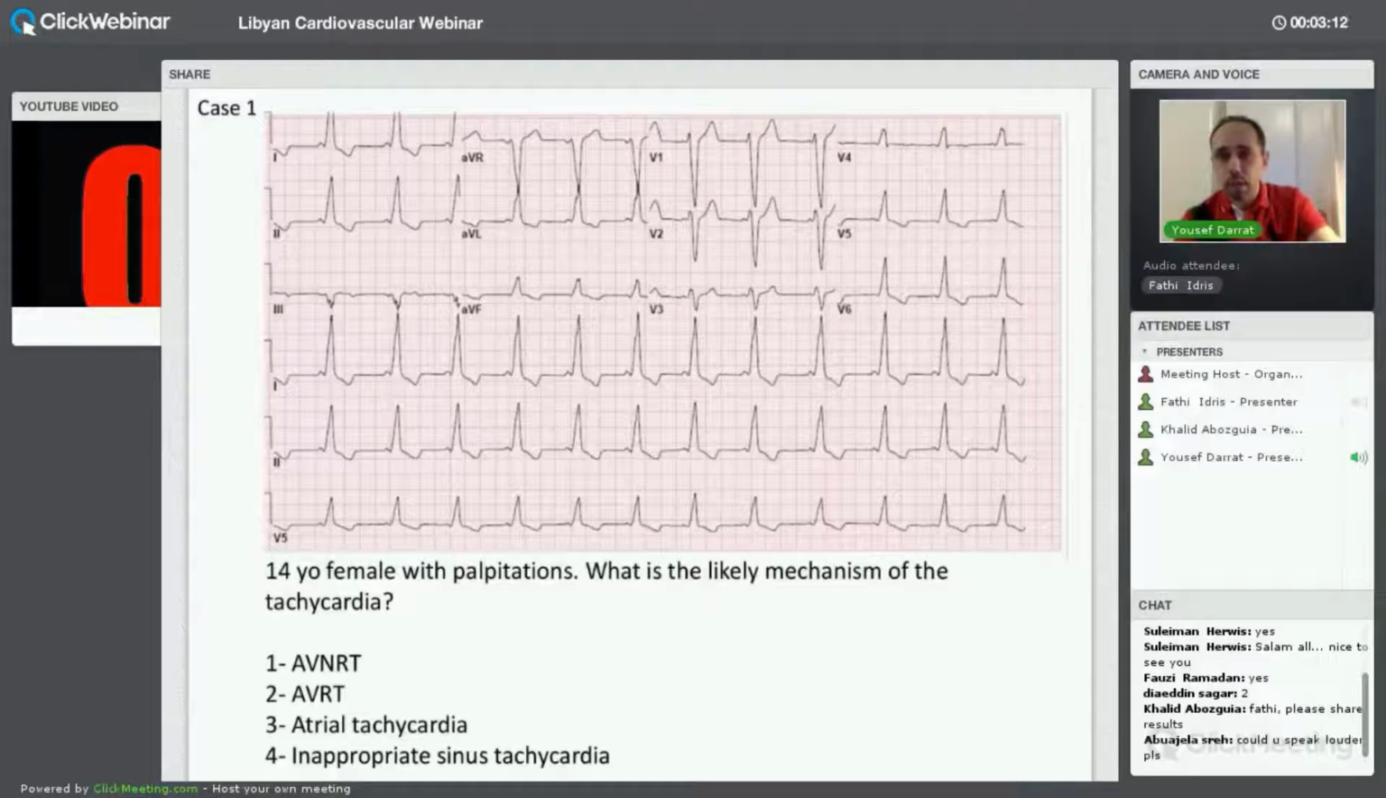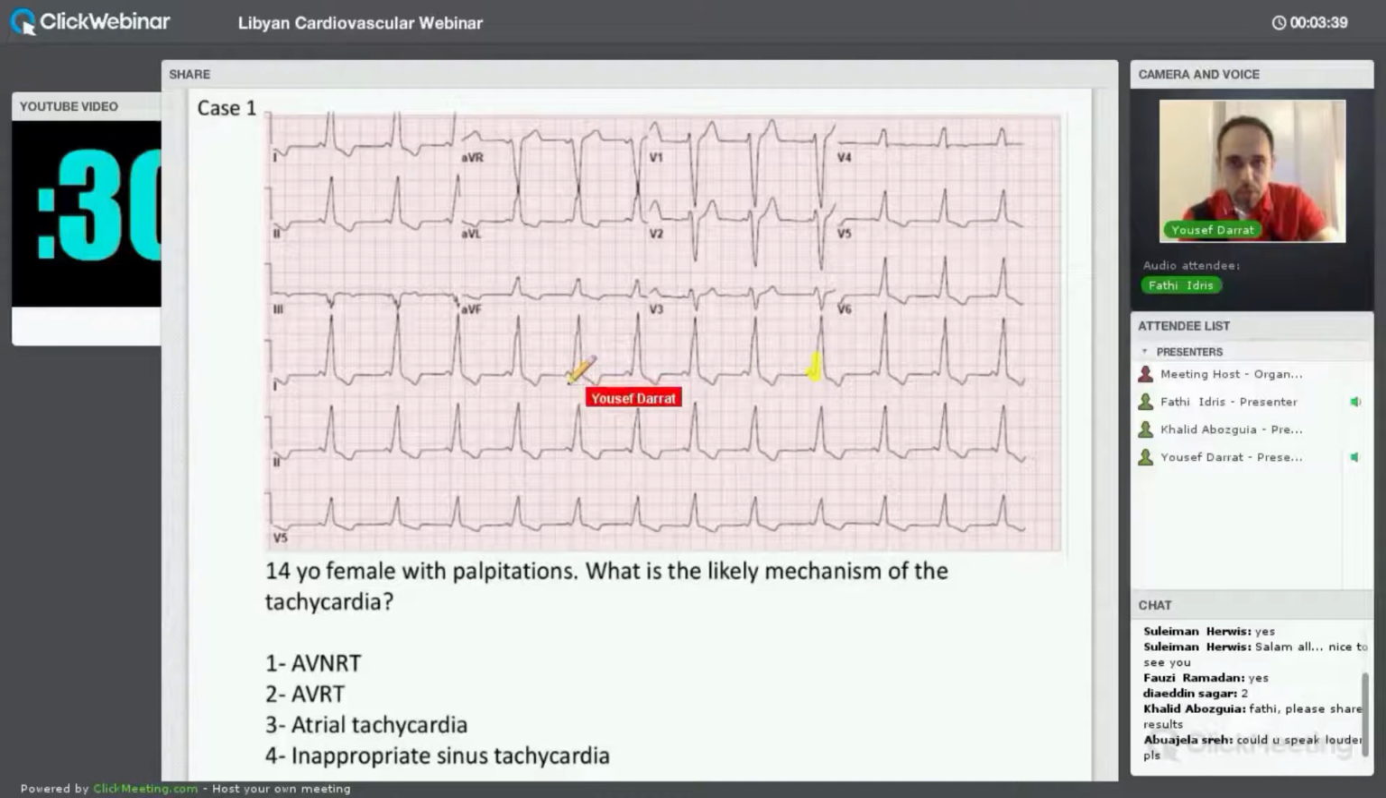Let's go back to the presentation. So the right answer is AVRT. You can see that the 12-lead EKG shows a short PR interval, and there's a delta wave. You can see how short the PR interval is in V1 and all leads, and you can see the slurring of the delta wave. That suggests the patient has Wolff-Parkinson-White. This is a Wolff-Parkinson-White pattern. The patient has palpitations, symptoms suggesting Wolff-Parkinson-White syndrome. So the most likely mechanism of the arrhythmia is AVRT, which is AV reentry tachycardia.